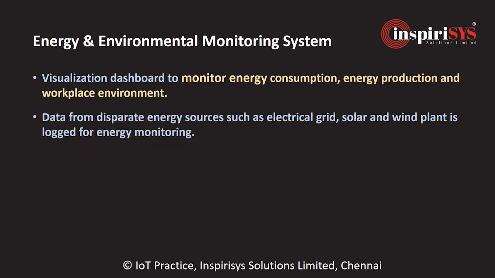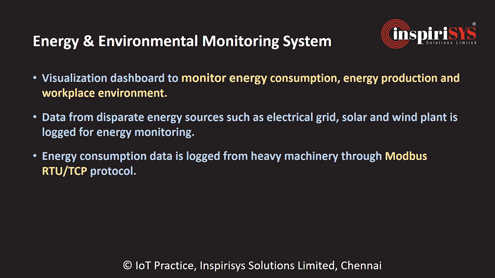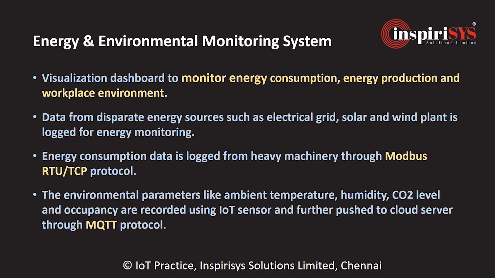Data is collected from disparate energy sources like the electrical grid, solar, and wind plants. Similarly, the power consumption of heavy machineries is logged by an IoT gateway using standard protocols like Modbus. The environmental parameters such as ambient temperature, humidity, and CO2 levels are monitored using IoT sensors.